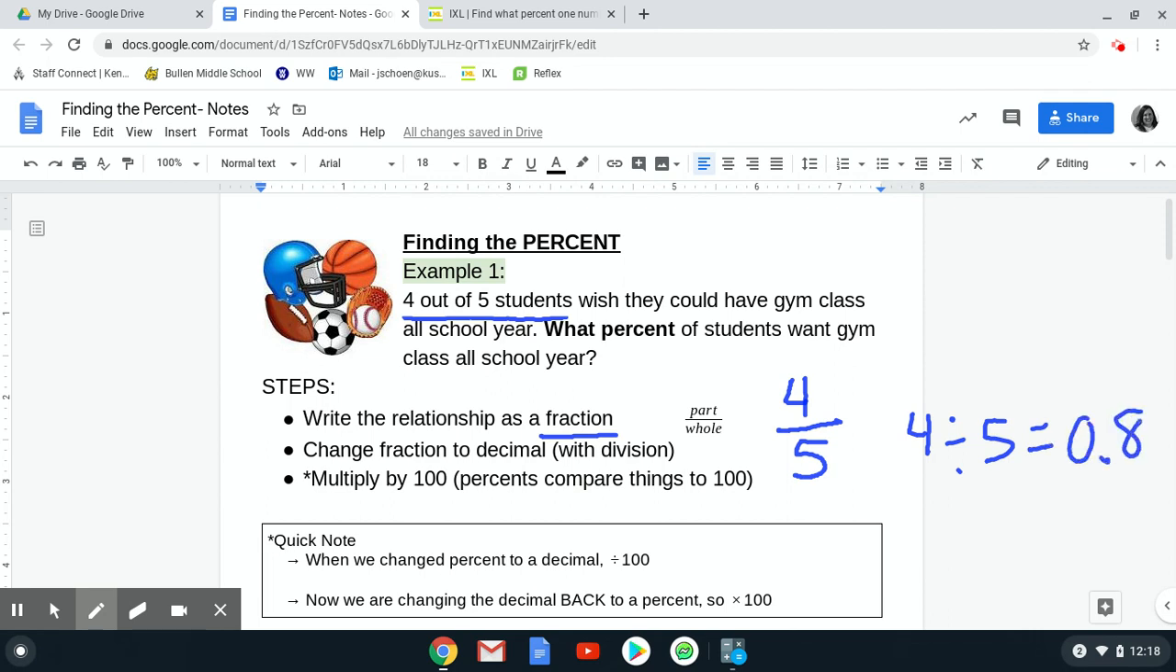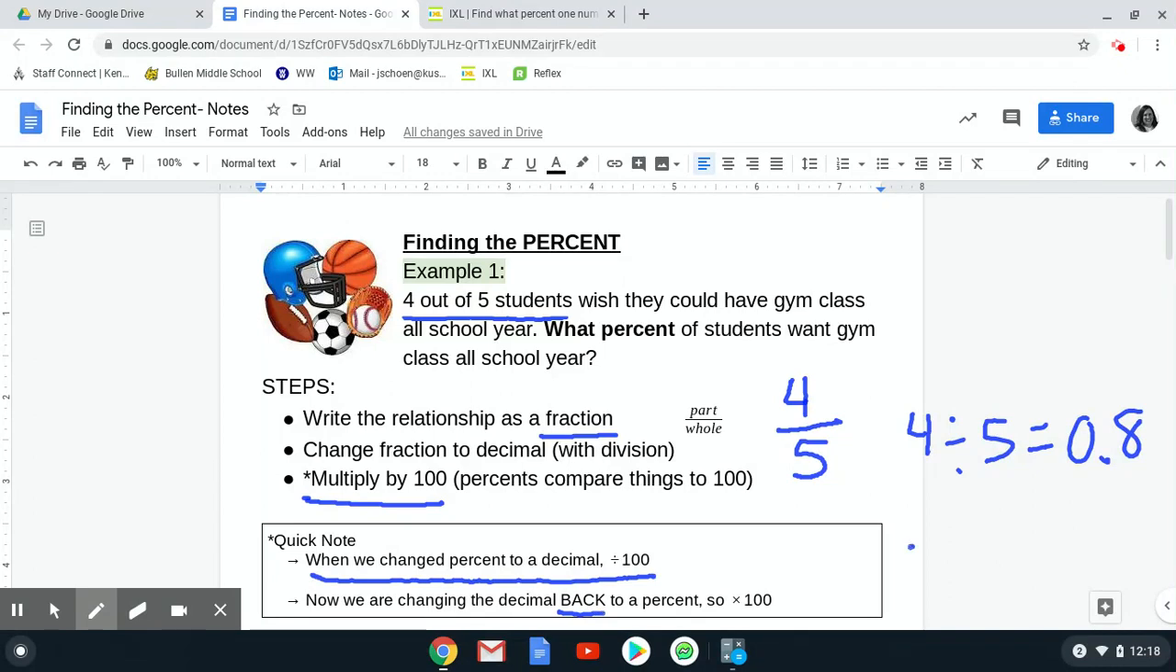Okay, now we're not there yet. We really want to get to a percent. So for this last step, I've got a little star here. I want to tell you why we're going to multiply by 100. Remember, percent is comparing things to 100. In a previous video, when we were taking a percent to a decimal, we divided by 100. Now we're going in the backwards direction, so we're multiplying by 100 to get it back to a percent, or per 100.